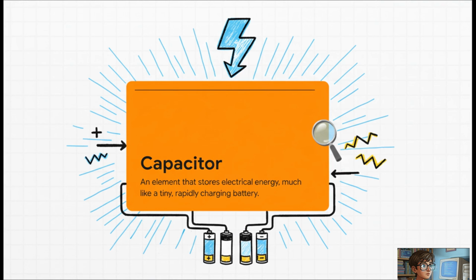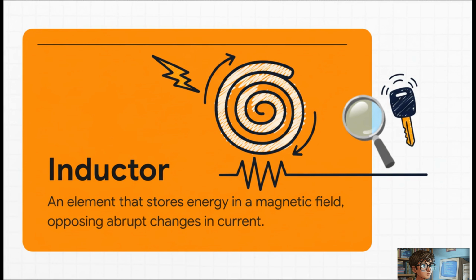Next, we've got the capacitor. Now, this component is all about storage. It acts like a tiny little battery that can charge up and then discharge in a flash. It holds on to energy in an electric field, just waiting for the circuit to need a quick jolt of power.